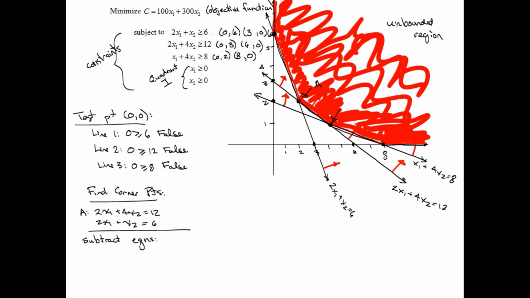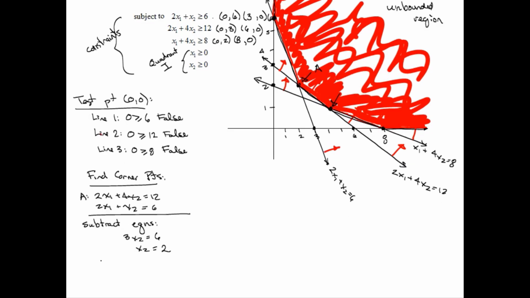So that means 2x1 minus 2x1 is 0. 4x2 minus x2 is 3x2. 12 minus 6 is 6. So x2 then is 2. Put that into one of them. And so here we've got 2x1 plus 2 equals 6, putting into the second of those two. 2x1 equals 4, and so then x1 is 2. So this gives me the point 2, 2.